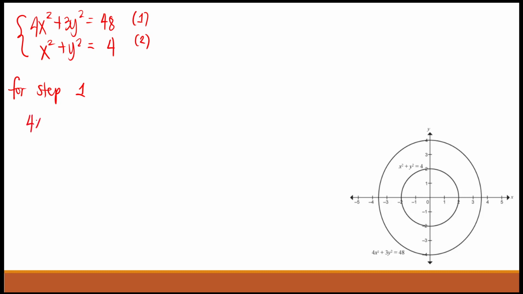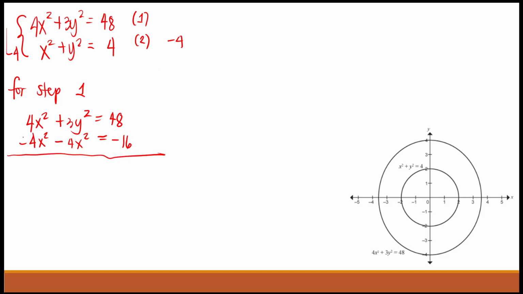I will just copy equation 1, and then what I'm going to do is I will multiply -4 on both sides of equation 2. Ayan, pag nag-multiply ako ng -4, makukuha ko is -4x squared minus 4y squared equals negative 16. Pag nag-multiply ako ng -4 kasi, tapos inadd ko, as you can see, may eliminate na si x squared.